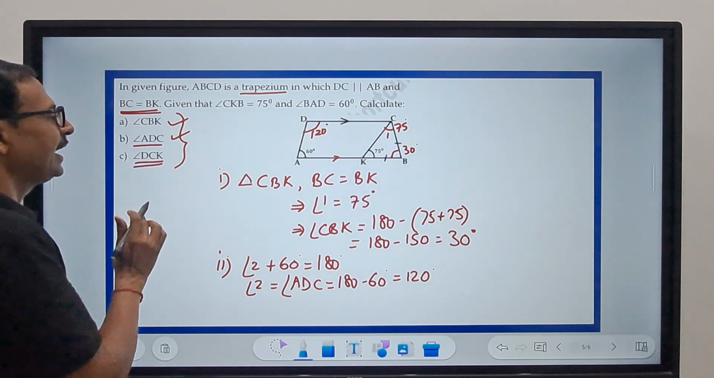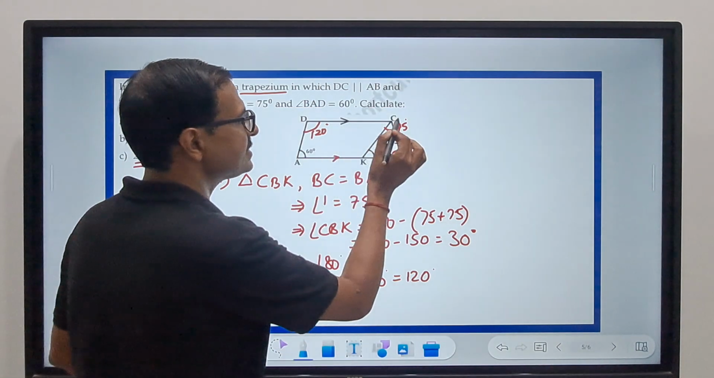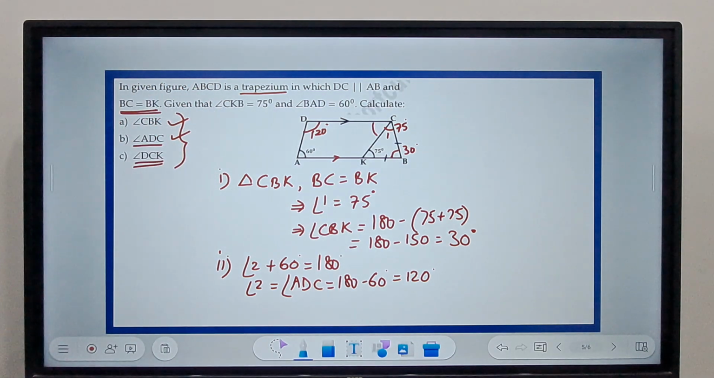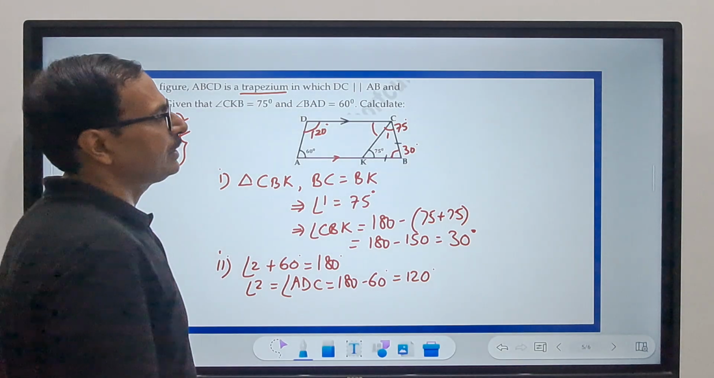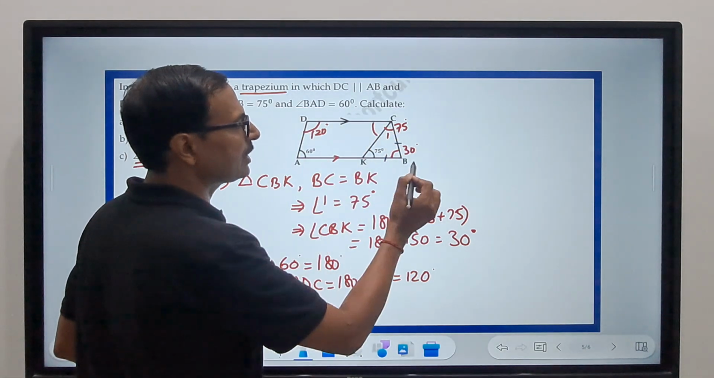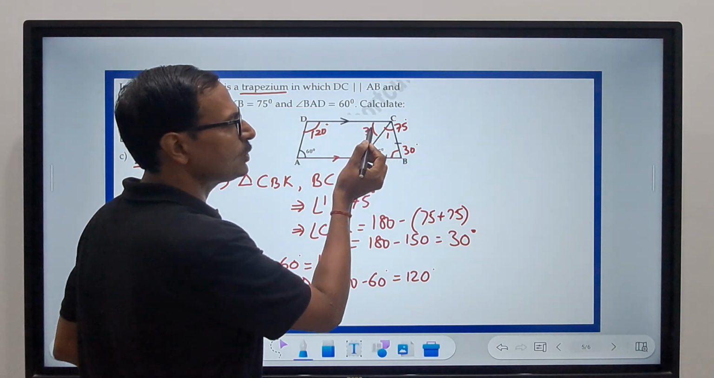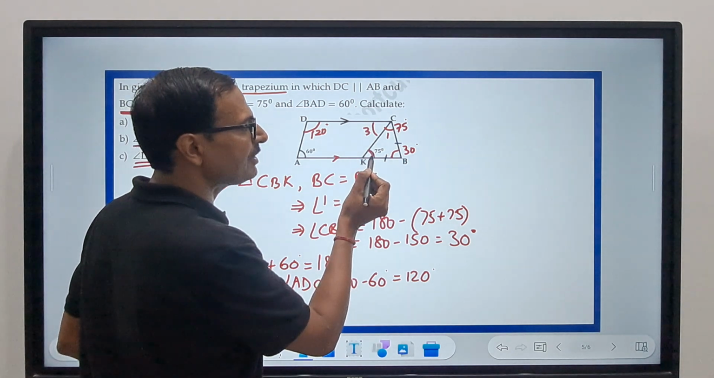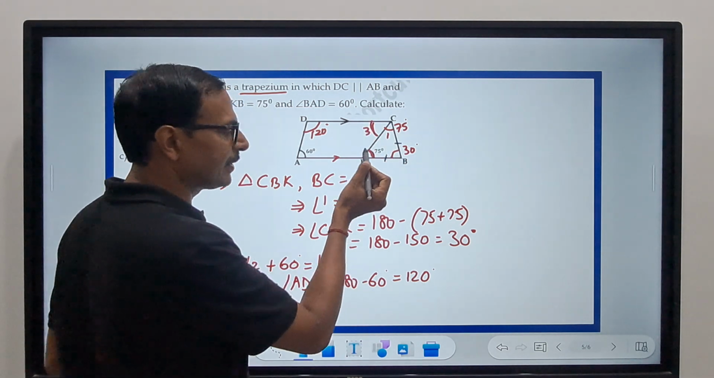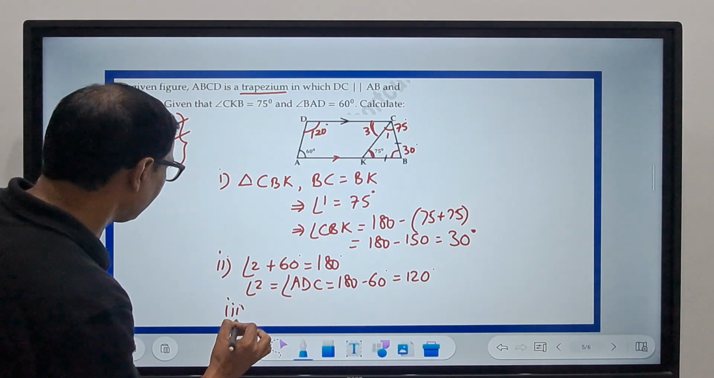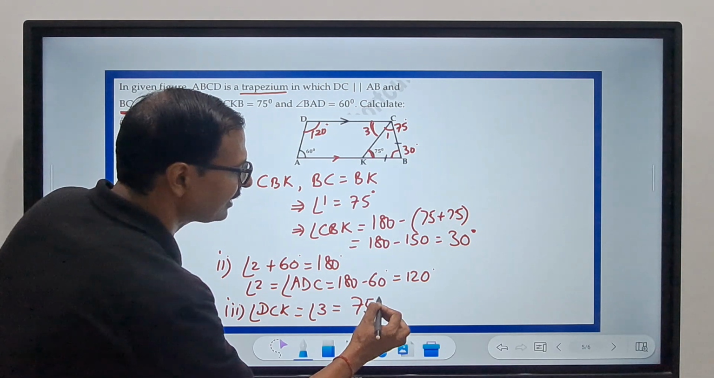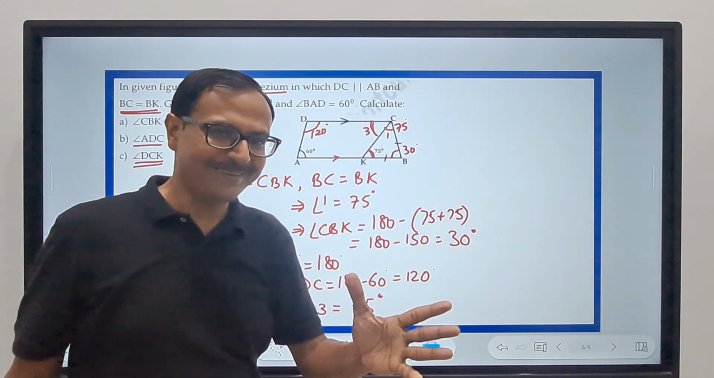Now look at the third one. Angle DCK. Where is angle DCK? This angle. So we need to find this angle now. How do you find that? We have some angles already marked there, and can you see that BC is parallel to AB, and so this angle DCK which you have to find is alternate interior to this angle 75 degrees. These two are alternate interior, and so the third part, angle DCK, which is marked as angle 3 in the figure, is 75 degrees because it is an alternate interior angle.